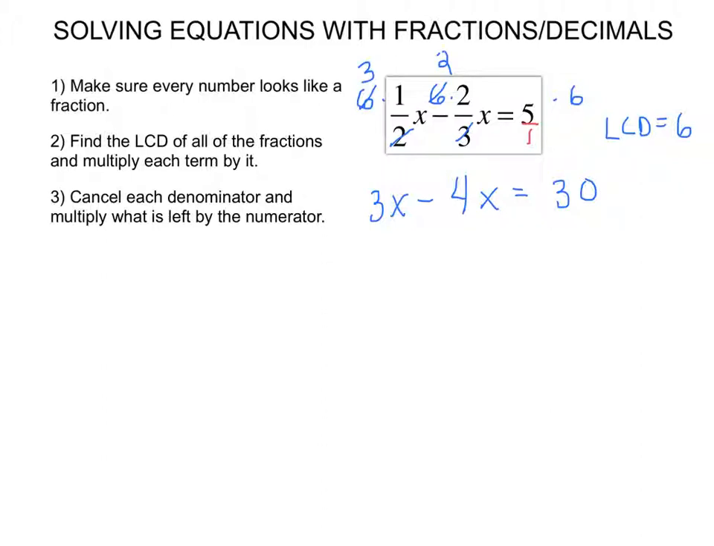As you can see, we have now gotten rid of our fractions and we have an equation that is easy to solve. The last step says solve, and we do 3x minus 4x, which is negative x is equal to 30, and so x is equal to negative 30. You can always plug it in to check and make sure that what you've done is correct.